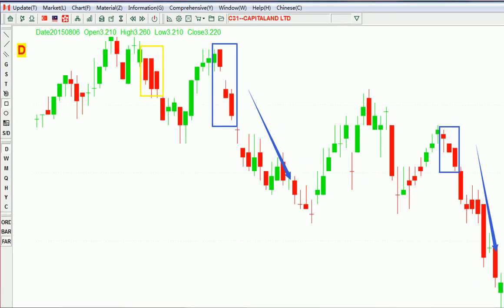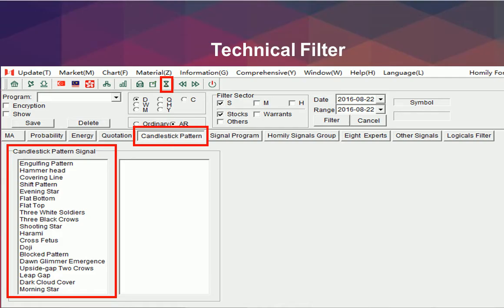Then we can see this one, three black crows, then the price still goes down. Then we can see three black crows, the market still goes down. So we can use these three candlestick patterns to judge whether the share is strong or weak, okay? So how to use the technical filter to find some candlestick patterns, okay?